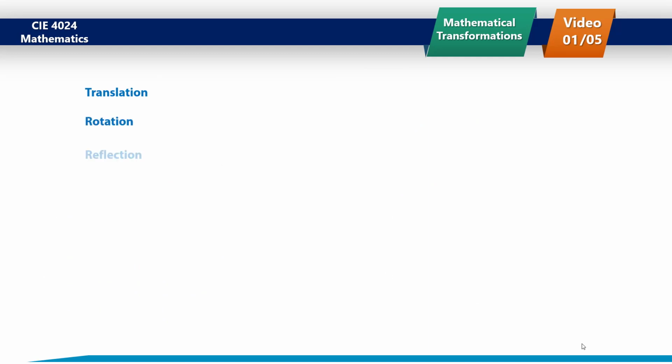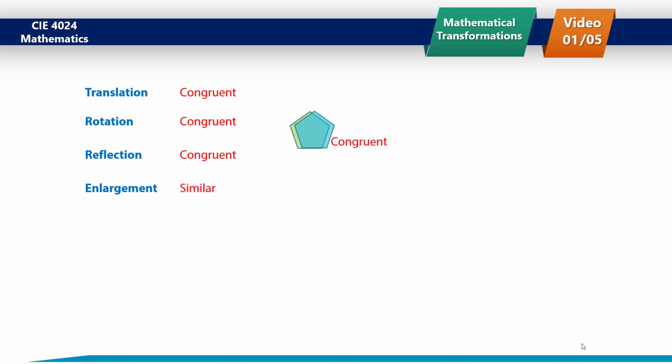Another thing to remember is that in translation the figure remains congruent, in rotation the figure remains congruent as well, and in reflection the figure remains congruent as well. So what does the word congruent mean? Congruent means it will have the same shape and same size. But the word similar means the shape will be the same but the size will be changed. It may be larger or smaller, just like in this example.